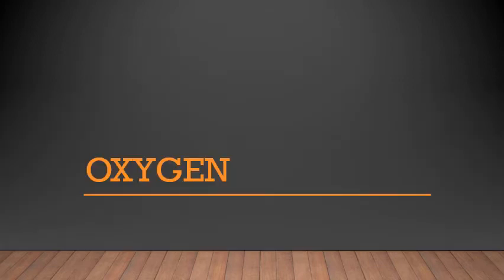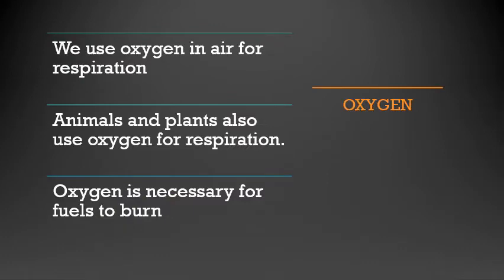Out of all of these gases, the very important gas for us is oxygen. Why is oxygen important to us? We use oxygen in air for respiration. Respiration means the process of breathing in and out. To respire, we need oxygen. We take in oxygen and give out carbon dioxide. Not only animals but also plants use oxygen for respiration. And oxygen is necessary for fuel to burn.